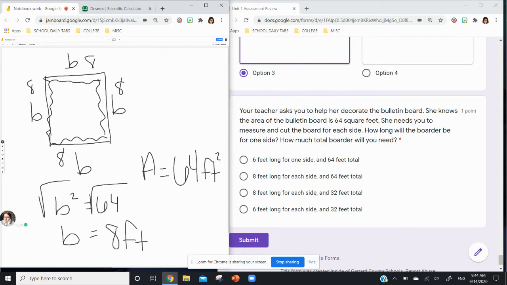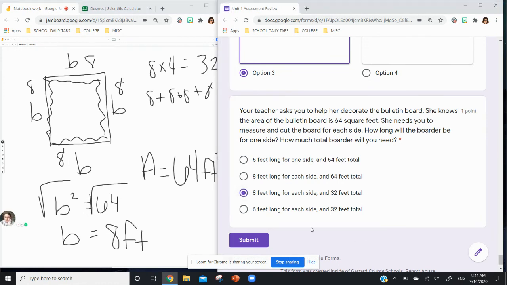So I could multiply what size they are by how many sides, and that would give me the answer. Or I could just add all of the sides up. And my 8s are looking weird, and I'm really sorry about that. But either way you decide to do this, you should get 32. So that should help you pick C instead of B.